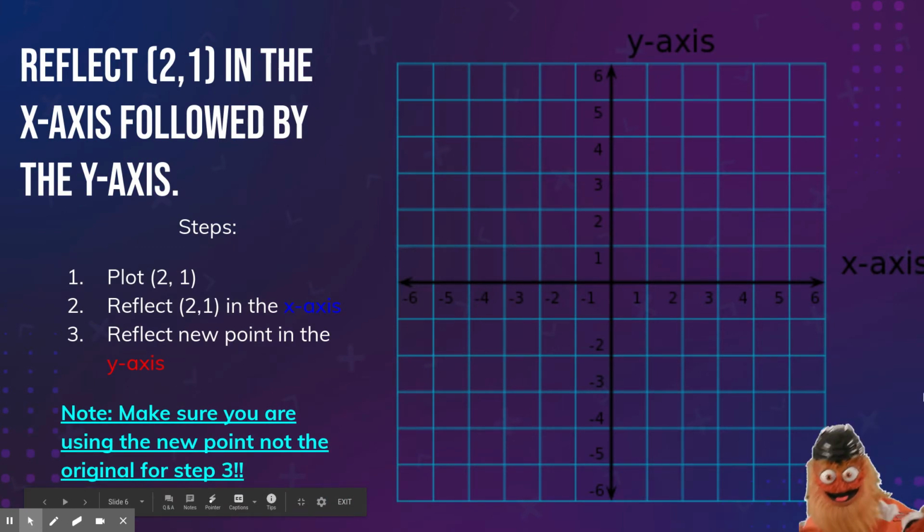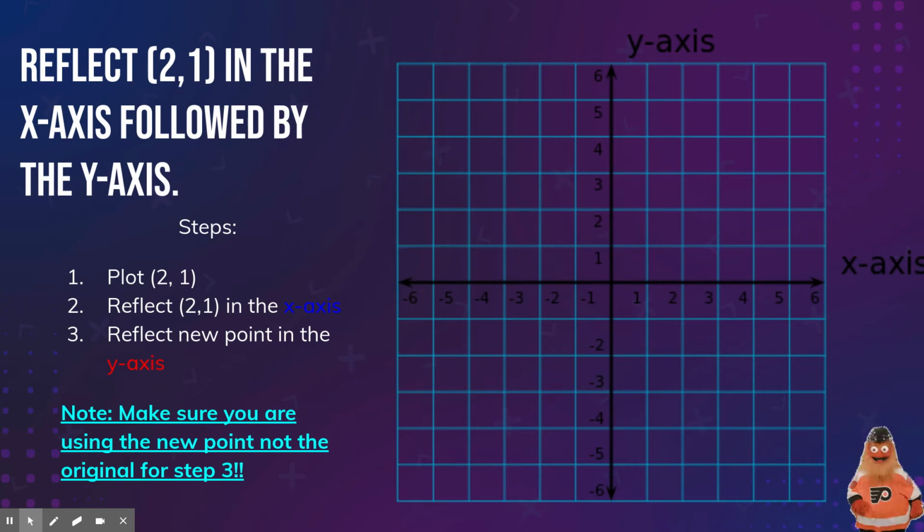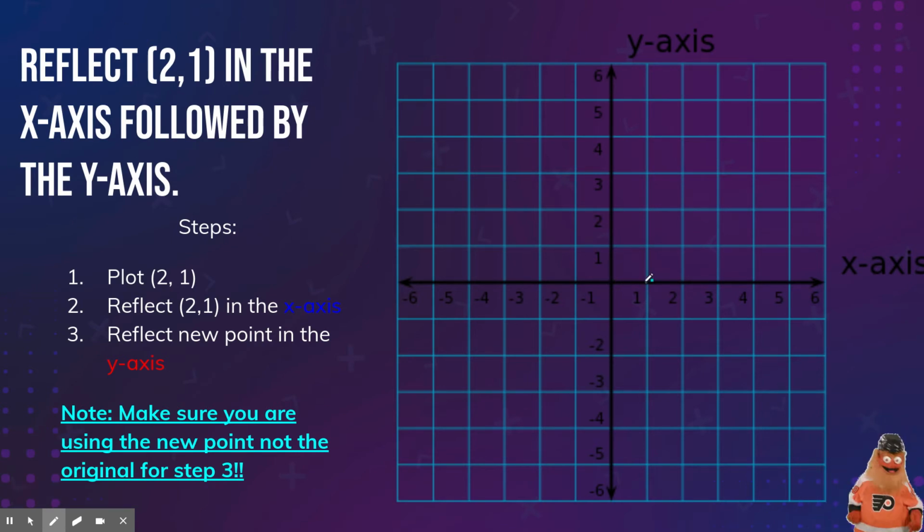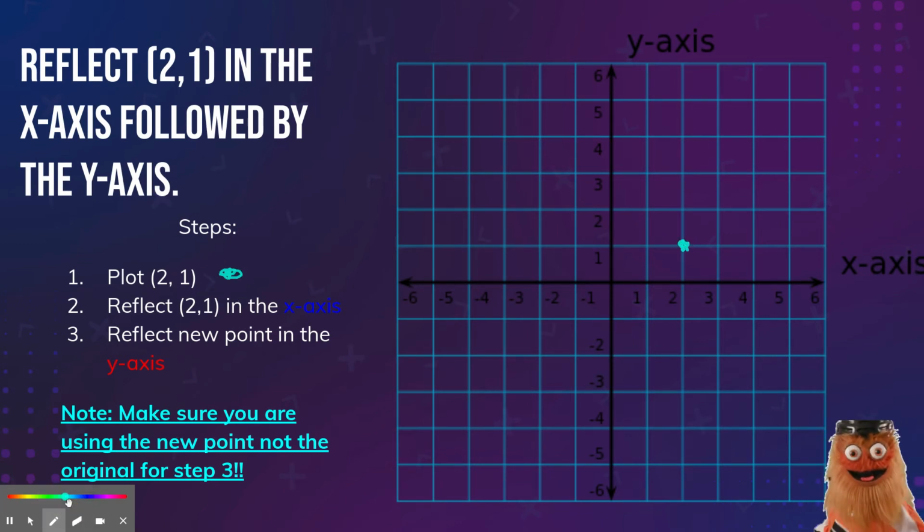So now we're going to combine the two together. So we're going to reflect 2, 1 in the x, and then followed by the y. So first step is to start with my original point. Blue. My original point is +2, +1: 1, 2, up 1. So that's the original. Okay. So now my next one, we'll go with yellow.